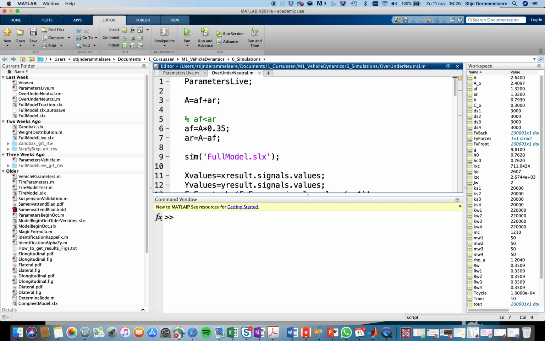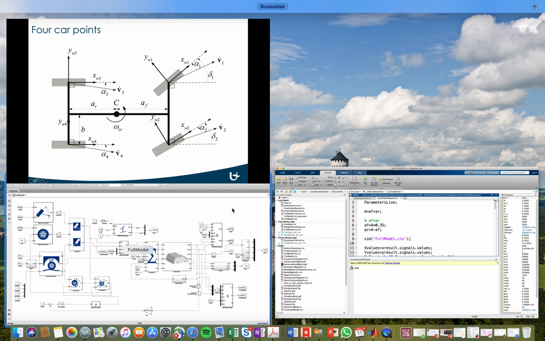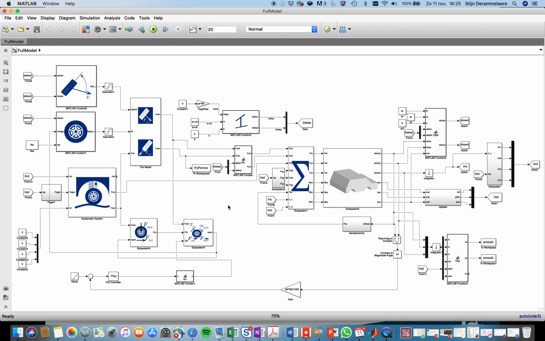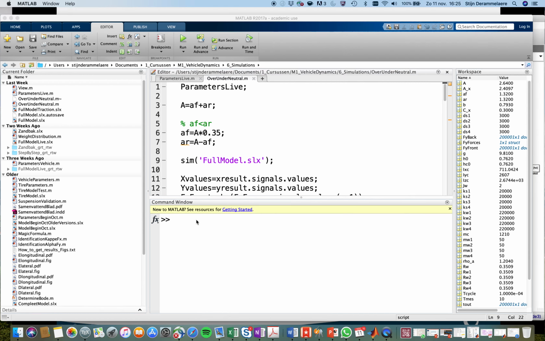Then we have a very nice command. It's the command sim. You can use the command sim to run a MATLAB Simulink simulation. You call the model with your full model name, and then that model is simulated. In our case, this is the complete model in which we save the x, the y values, the forces in the lateral direction, and in which we increase our speed from 0 to 20 kilometers per hour.